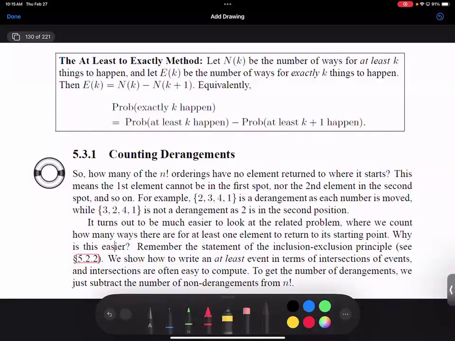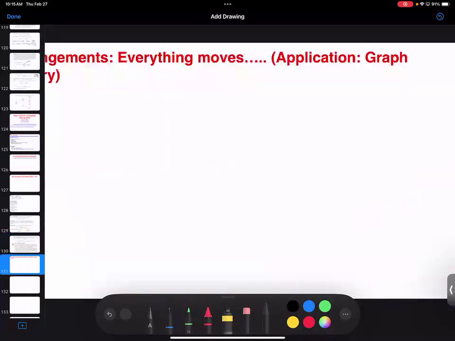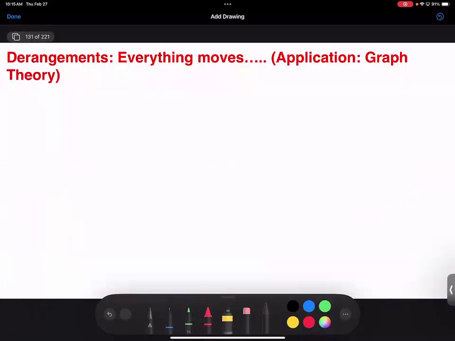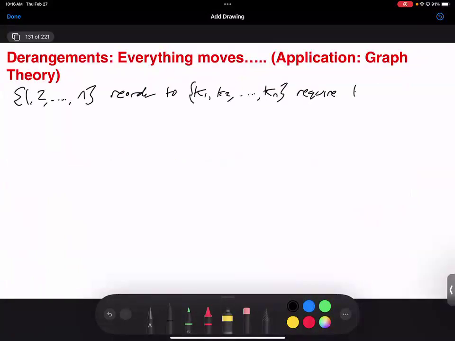All right, so the next one is just counting derangements. So a derangement is where everything moves. So I take the numbers 1 through n, 1, 2, dot dot dot, n, and I reorder to, let's say, k1, k2, dot dot dot, kn, and require that k_L does not equal L.